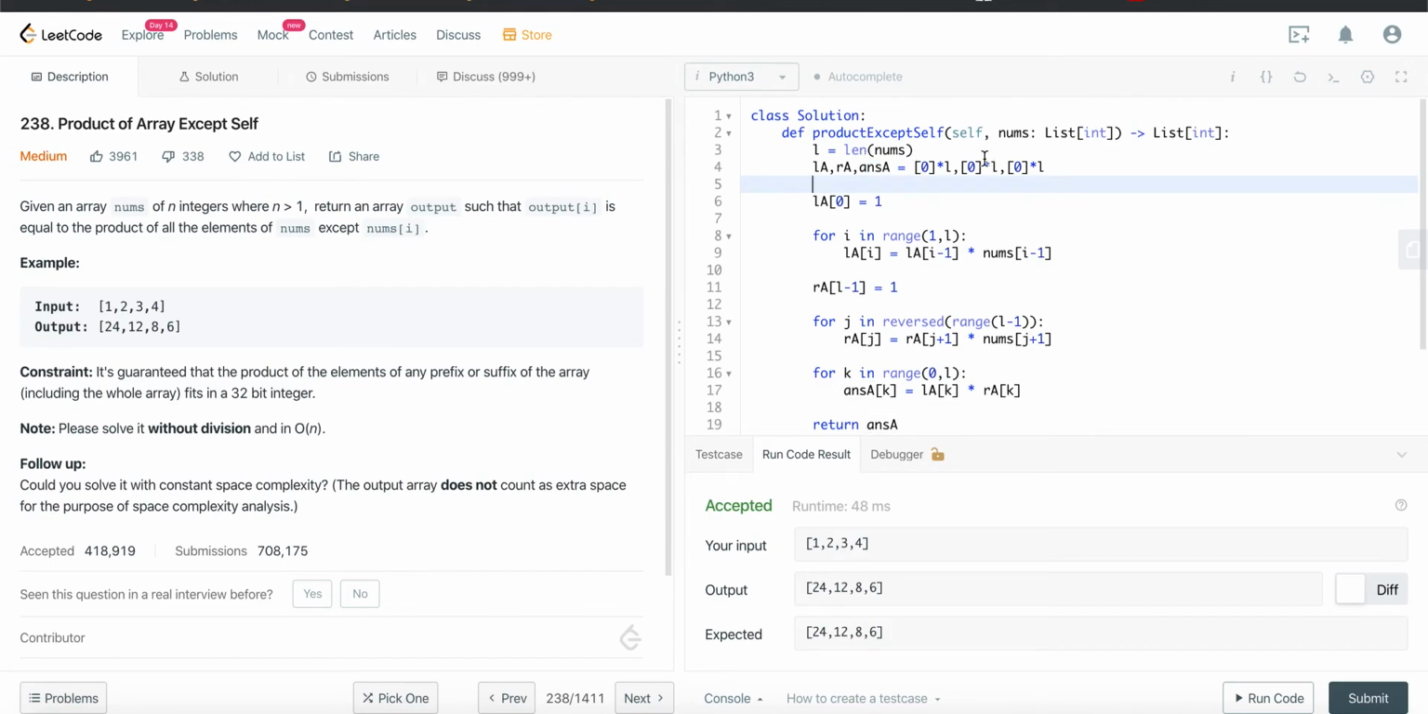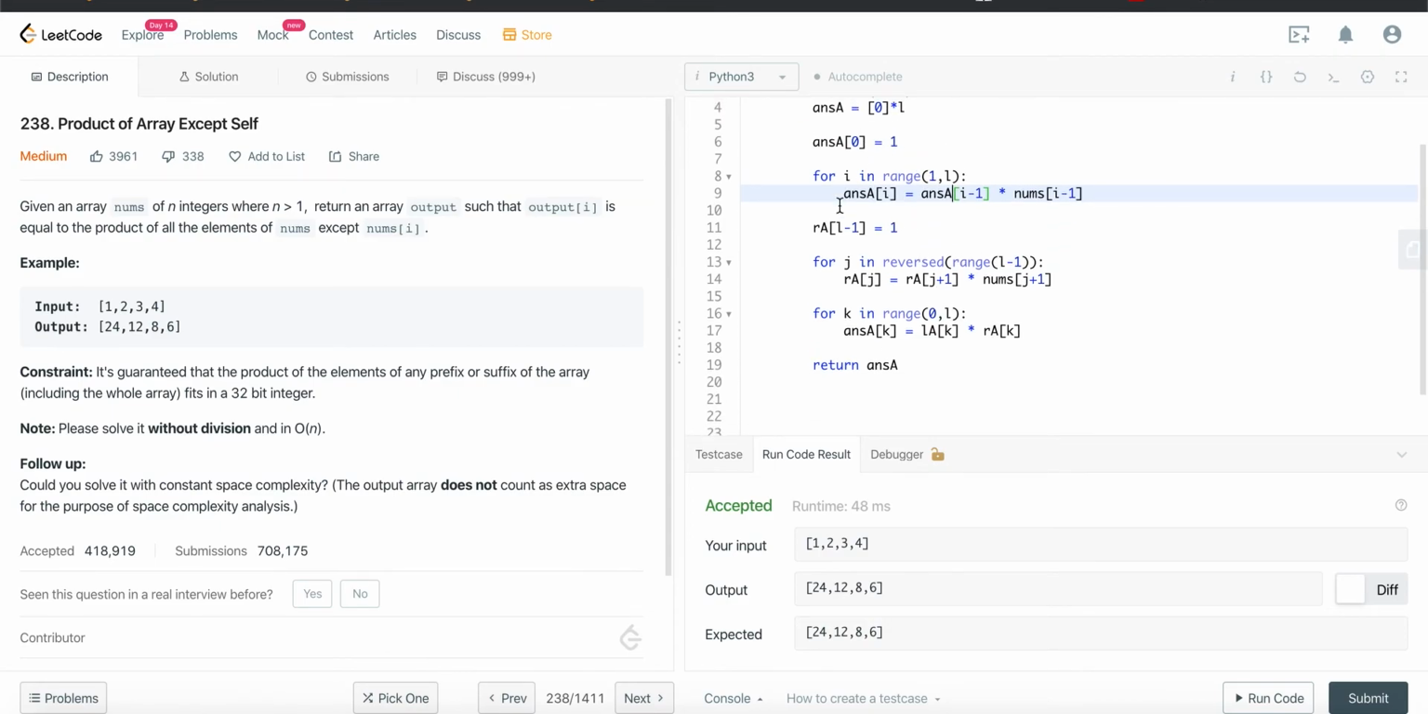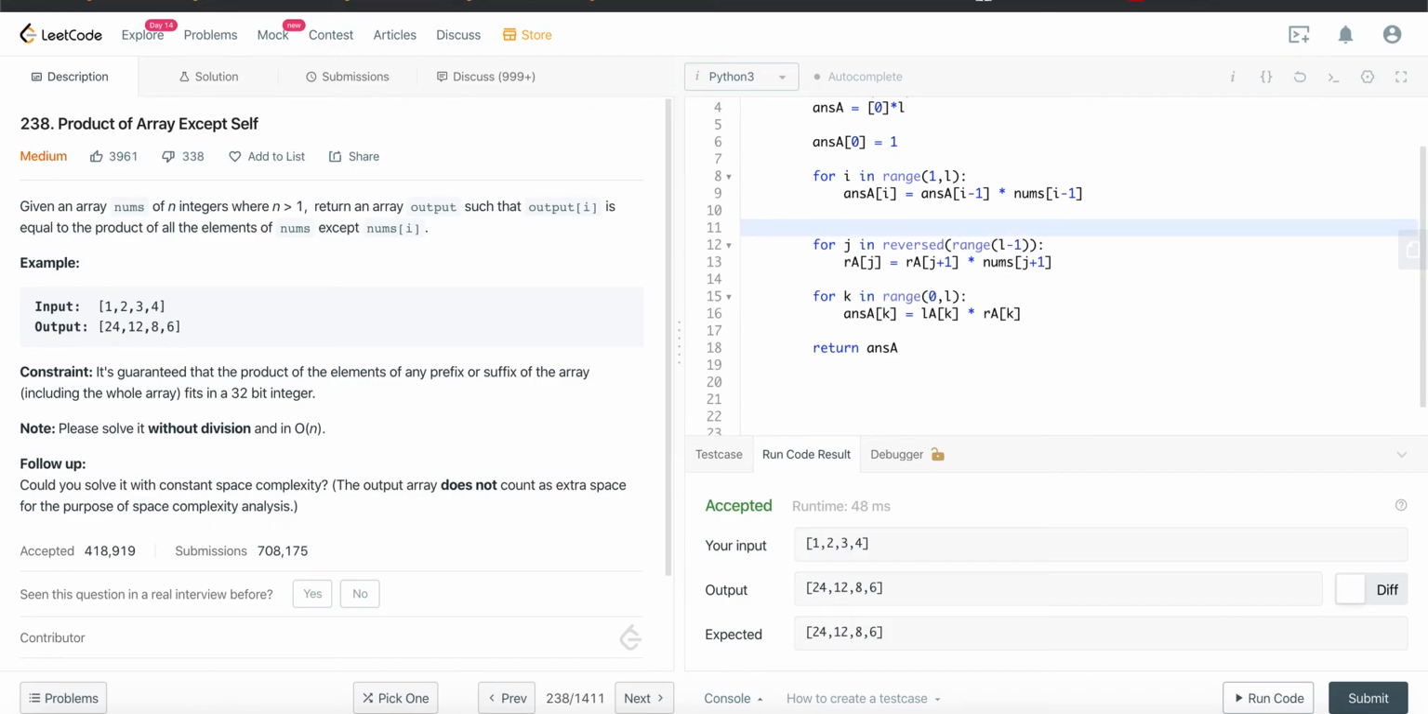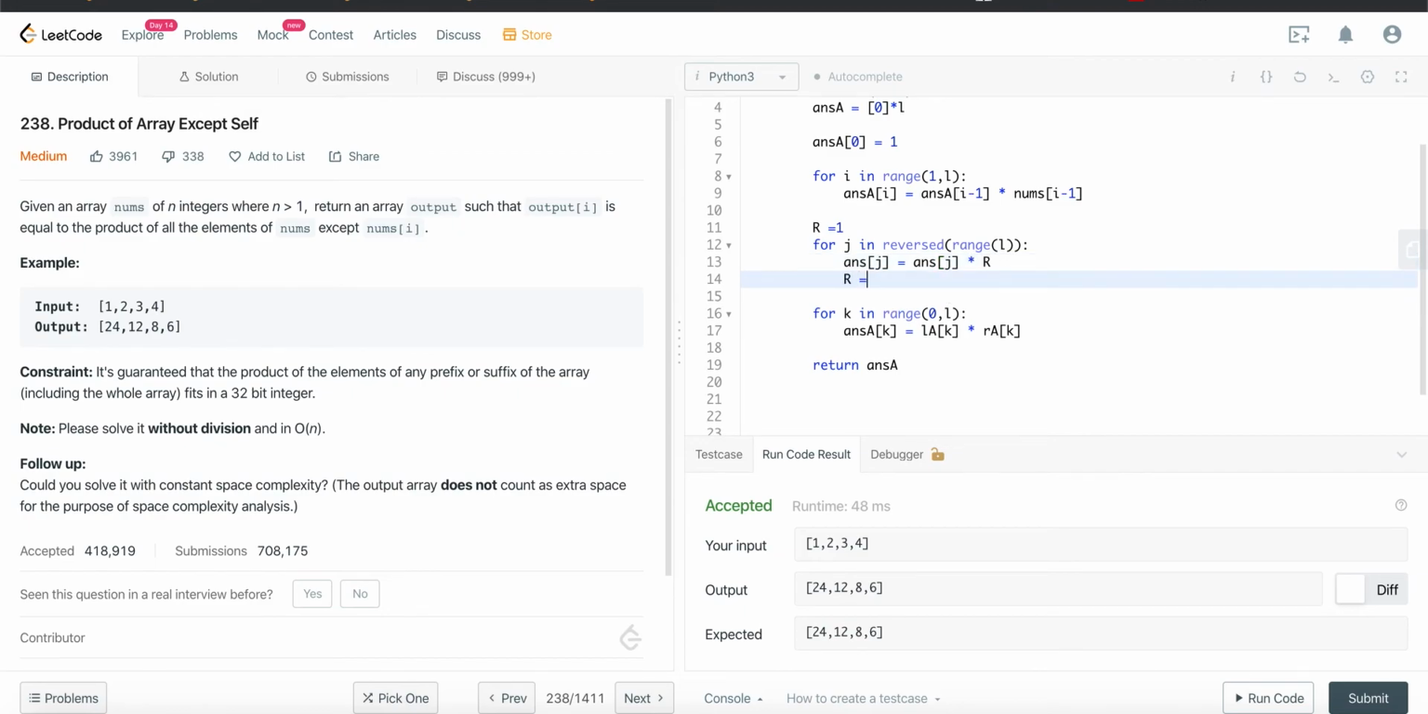This code can be modified for that purpose. So once removing both the left and right arrays and the answer array, instead of an array I'm taking a single variable, and R will be multiplied with the current value.